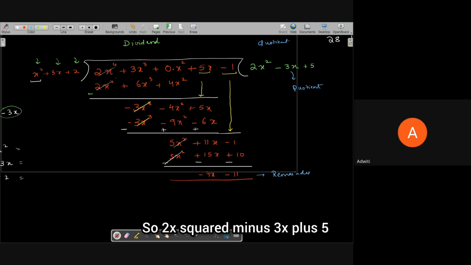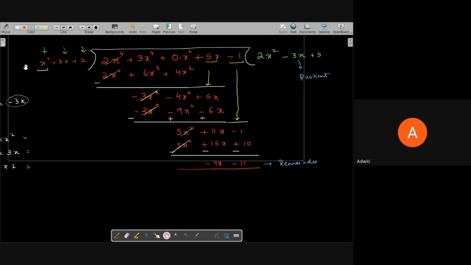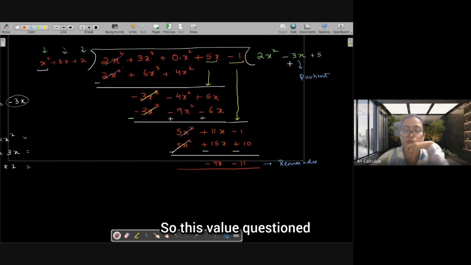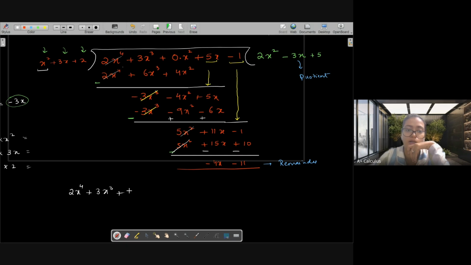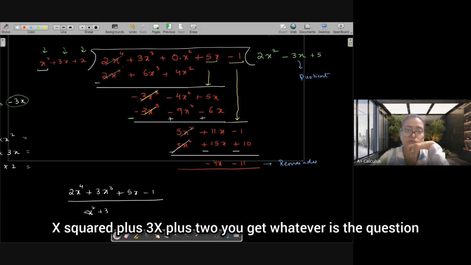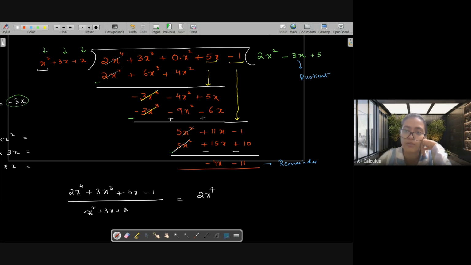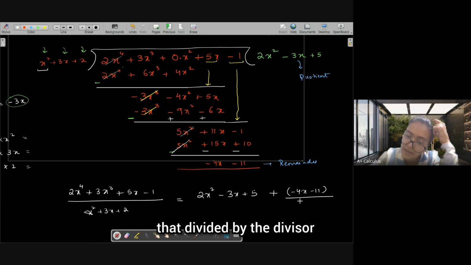So 2x squared minus 3x plus 5, and then R, and then minus 4x minus 11. So you will say that when 2 times x raised to 4 plus 3x cubed plus 5x minus 1 is divided by x squared plus 3x plus 2, you get the quotient, 2x squared minus 3x plus 5, plus your remainder, which is negative 4x minus 11, divided by the divisor.